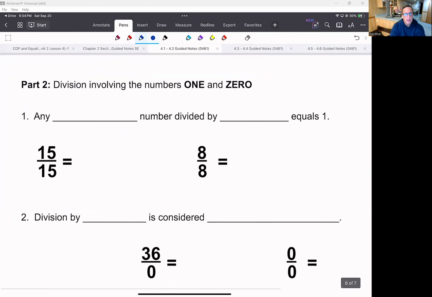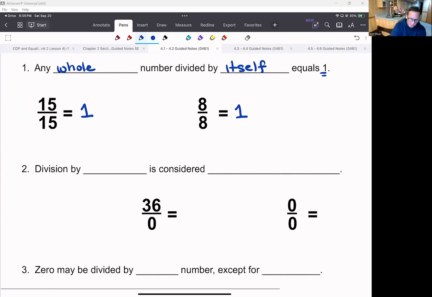All right, so now let's talk about certain types of division or certain types of fractions. Division involving the numbers 1 and 0. All right, any whole number, integer, it could be just any number, but divided by itself. Any whole number divided by itself equals 1, right? Any number over itself. So these are very easy. 15 over 15 equals 1. 8 over 8 equals 1.